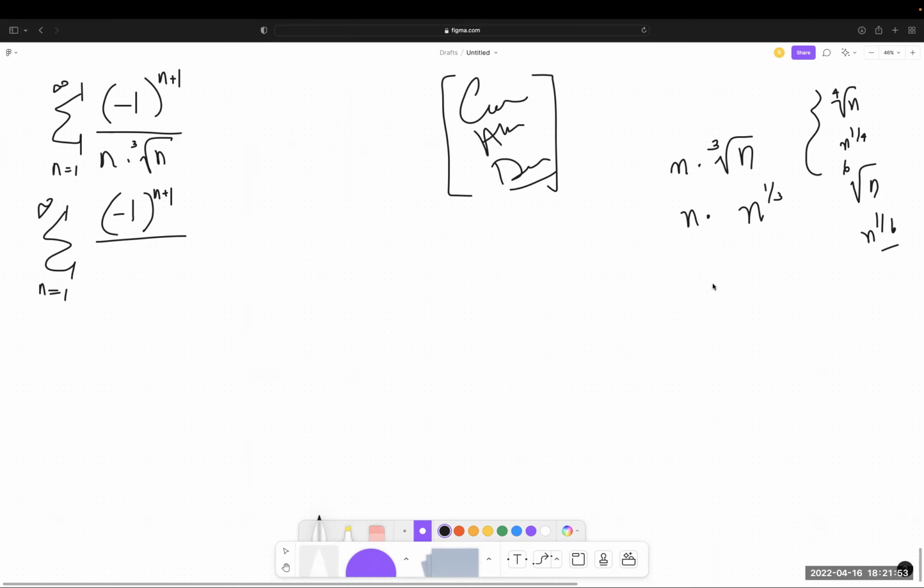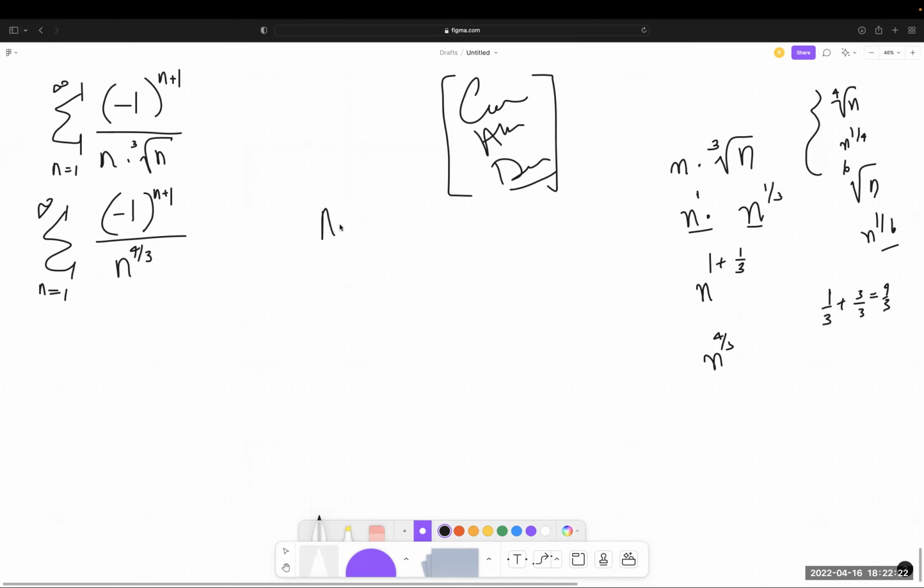So this is what you have. And when there's a 1 here, obviously. When you have the same base but different powers, you can add them. This is 1 plus 1/3. What's 1 plus 1/3? That's the same thing as 3/3 plus 1/3, which is 4/3. So that's just n to the 4/3. Now it's easier to work with.